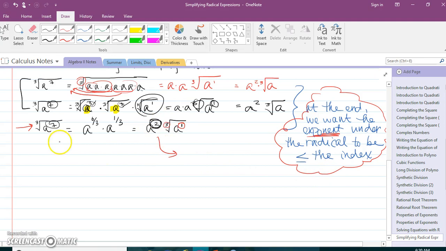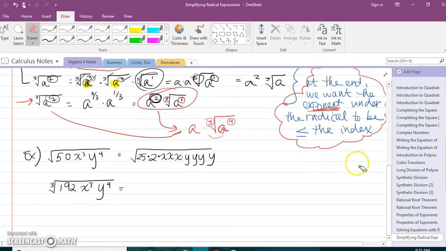So for example, let's say you had done this problem out and you had gotten a times the cube root of a to the fourth. Well, here my exponent is not less than my index, and the reason it's not done is because there's another perfect cube under here. There's an a cubed under here that needs to come out as well to get the final answer.